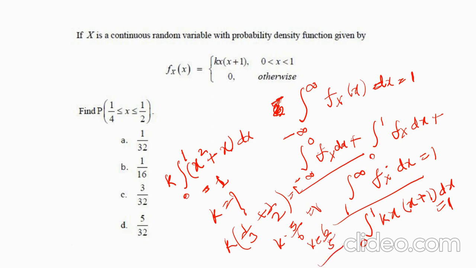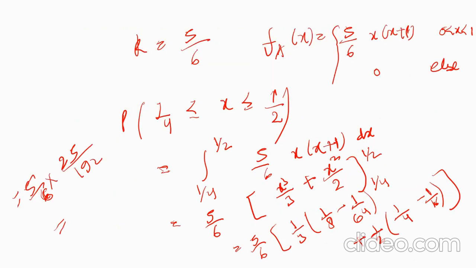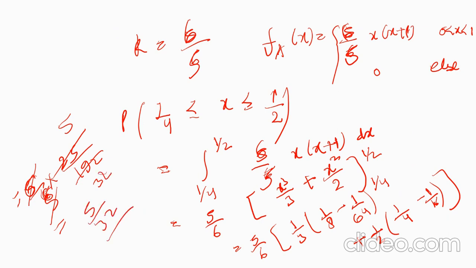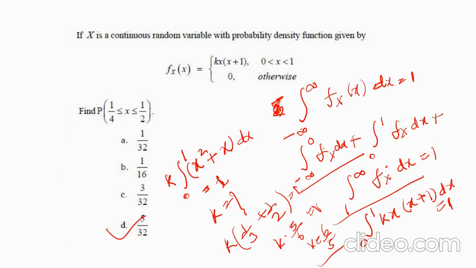So this will be 6 by 5. This will be 6 by 5. So this will be 5, this will be 6, 3 times 18, and this will be 5 by 32. Right? So 5 by 32.